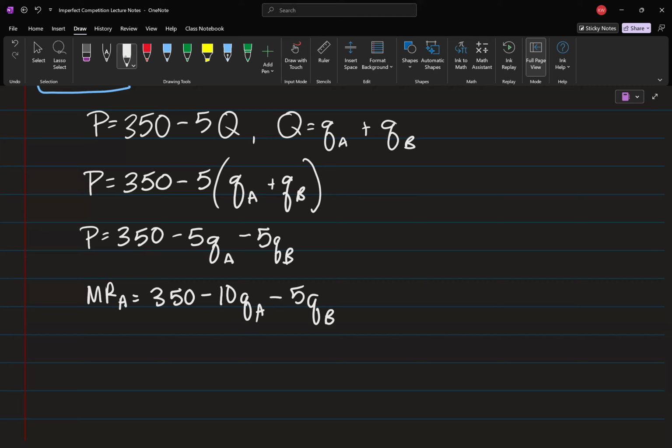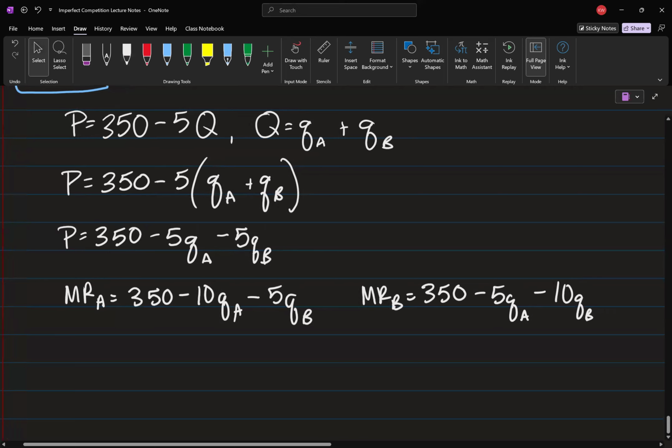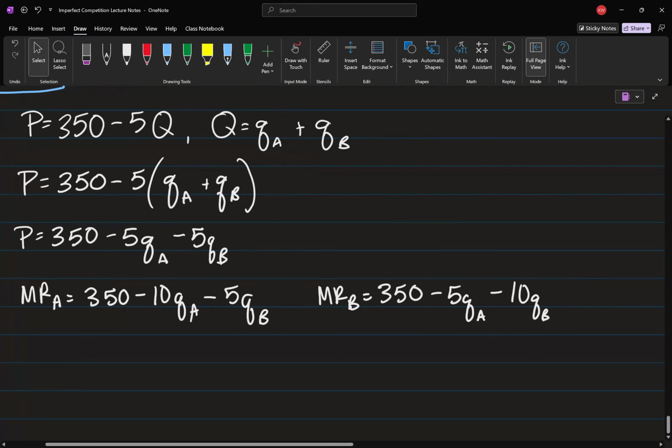We're going to do the same for firm B. So the marginal revenue for firm B is given by 350 minus 5 times quantity produced by firm A minus 10 times the quantity produced by firm B. So again, you can see we only doubled the coefficient modifying the output produced by firm B because we're finding the marginal residual curve for firm B.